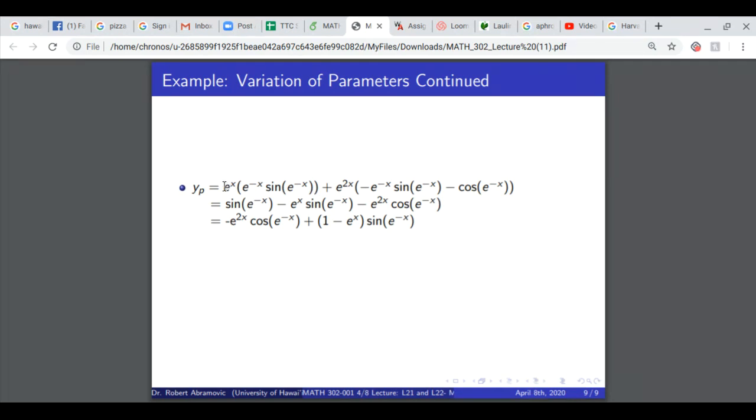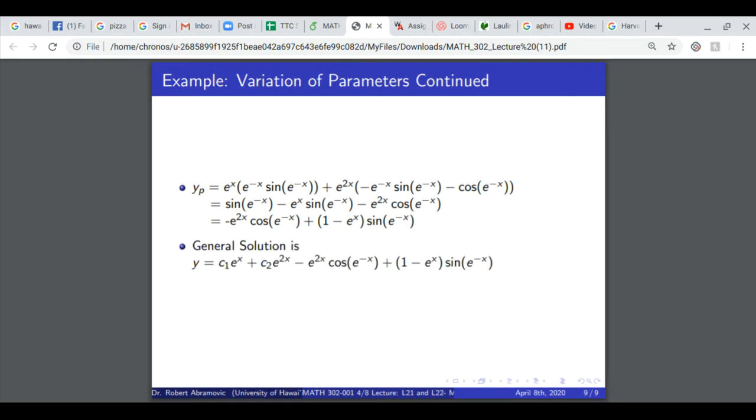Plugging in, okay, now yp, what is yp? It is u1, which is sine of e to the minus x, times y1, e to the x, plus y2, e to the 2x, times u2, which is minus e to the minus x sine of e to the minus x minus cosine of e to the minus x. This might look a little messy, but it does simplify pretty nicely to this function: negative e to the minus 2x cosine of e to the minus x plus 1 minus e to the x times sine of e to the minus x. Here's the general solution.